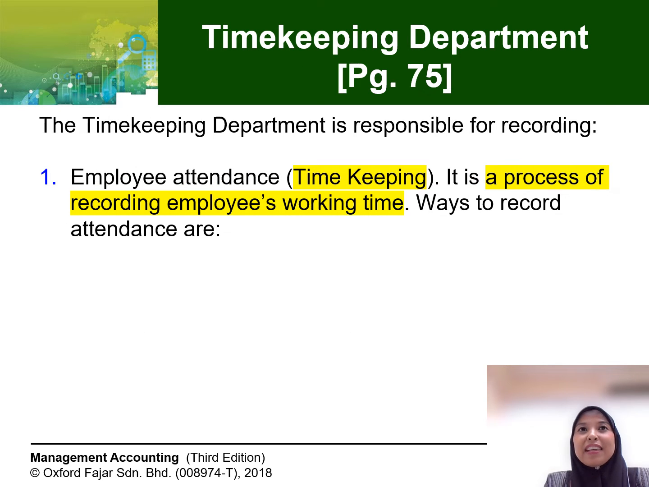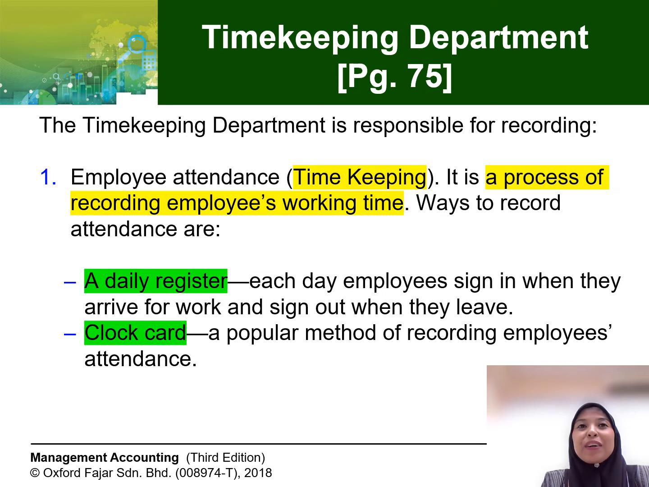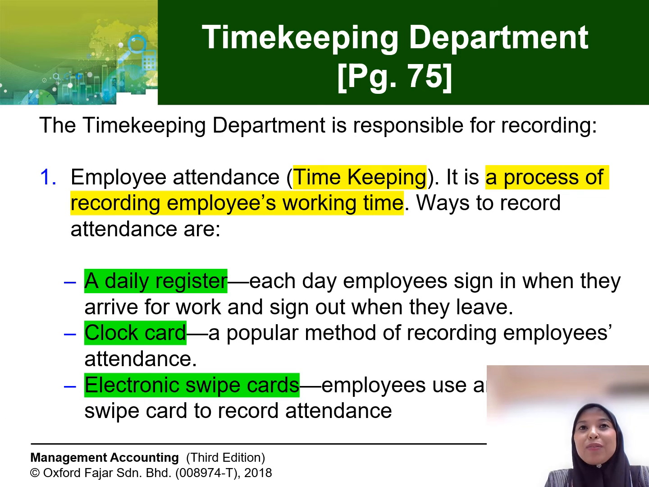Timekeeping is the process of recording employee work time. The attendance may be recorded in any one of the following ways. Number 1, a daily register that requires employees to sign in and sign out on a daily basis. Number 2, a clock card that requires employees to record attendance by clocking in and clocking out on a daily basis. And number 3 is an electronic swipe card, using a plastic card with a microchip to record employee attendance.